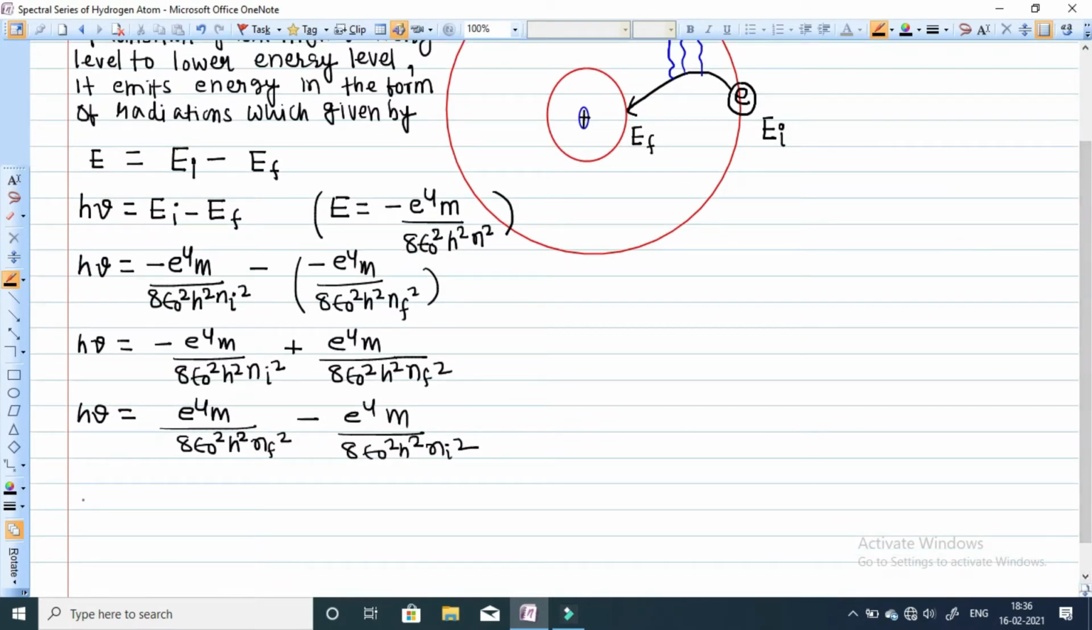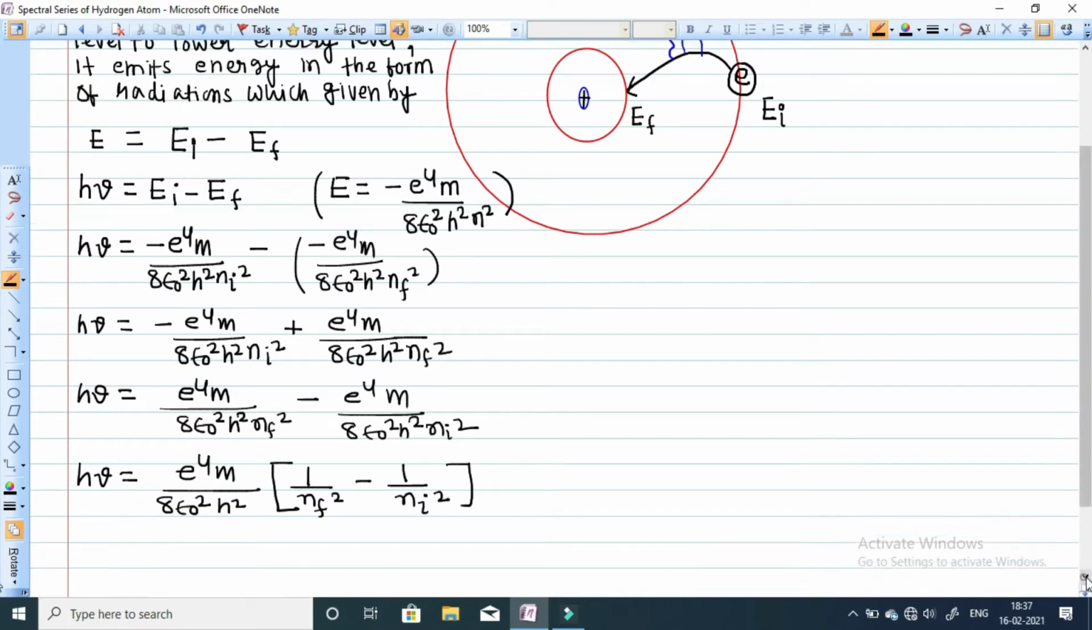So h nu can be written as h nu equals e to the power 4 into m, this is common to both the terms, divided by 8 into epsilon naught square, it is also a constant term but common to both the terms, h square, upon, when you take this term out, it will remain only 1 upon n final square, minus here in this term only n initial square will be there. So this is the equation now.